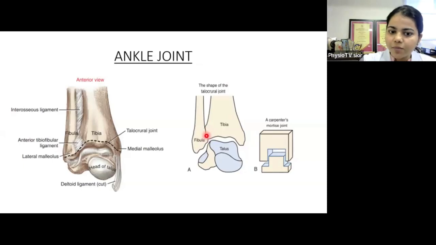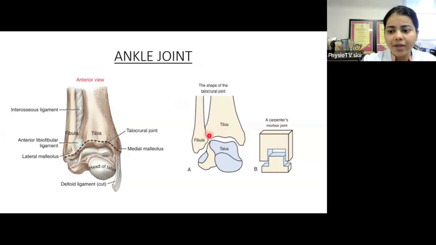It has no joint capsule, but you will have ligaments which are going to stabilize this. You have your anterior and posterior tibiofibular ligaments, and the interosseous membrane here. So if you see in this picture, I have my interosseous membrane and I have my anterior, and posteriorly I will have my posterior tibiofibular ligament.